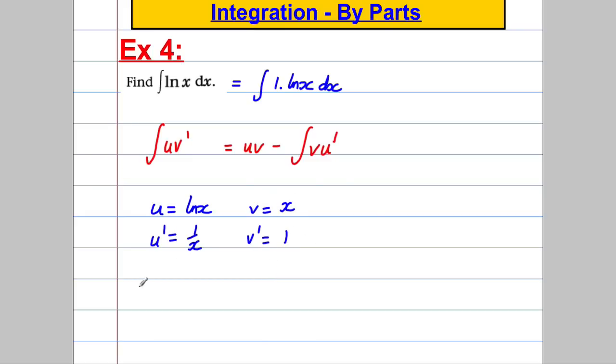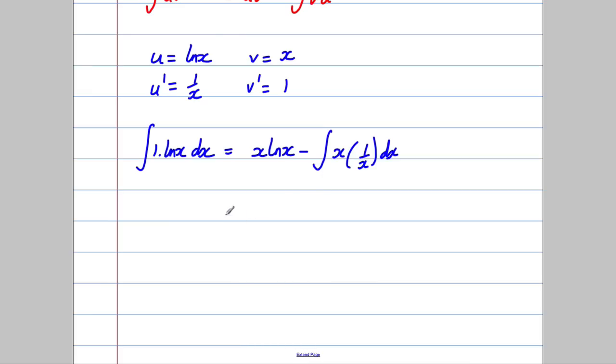So applying this formula, the integral of 1 multiplied by the natural logarithm of x dx is going to be u multiplied by v, which is x natural logarithm of x, subtract vu dash, which is x multiplied by 1 over x dx. And x multiplied by 1 over x is 1. So this is x natural logarithm of x, subtract x, and then we're going to have ourselves plus a constant. So the integral of the natural logarithm of x with respect to x is x natural logarithm of x, subtract x, plus a constant.